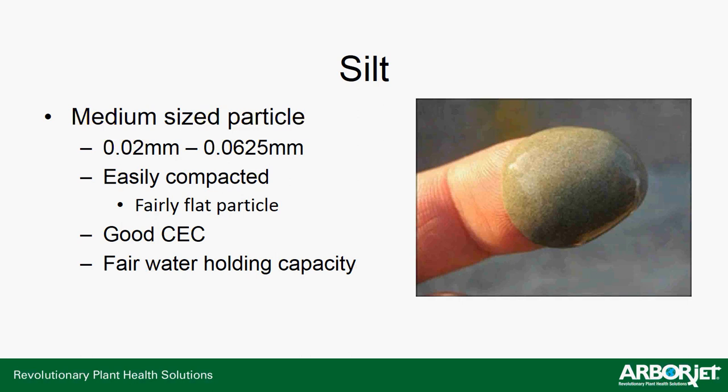The next smaller particle is silt. Silt is anywhere from 0.02 millimeters up to 0.0625 millimeters. It's a pretty flat particle. It's easily compacted. You can see a finger here covered in a bunch of slightly damp silt. It's very silky to the touch. It moves around pretty easily. It's very unstable by itself.